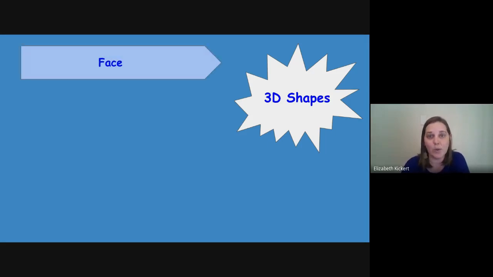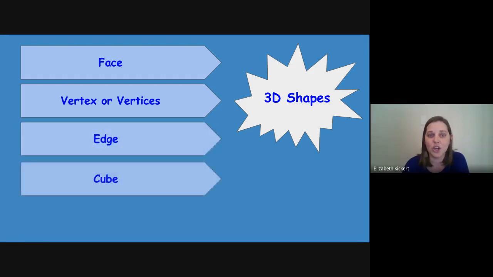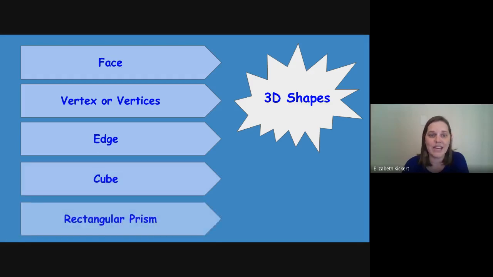We have the vocabulary word face. And no, I'm not talking about your beautiful faces that we don't get to see on a daily basis, but I'm talking about the face of a 3D shape. Then you have vertex or vertices. And I know that one sounds familiar. I bet you guys remember from our 2D shapes about it being a corner. I wonder if it's the same in a 3D shape. Edge, cube, and rectangular prism. All right, so let's dive right into these words and see what they all mean.